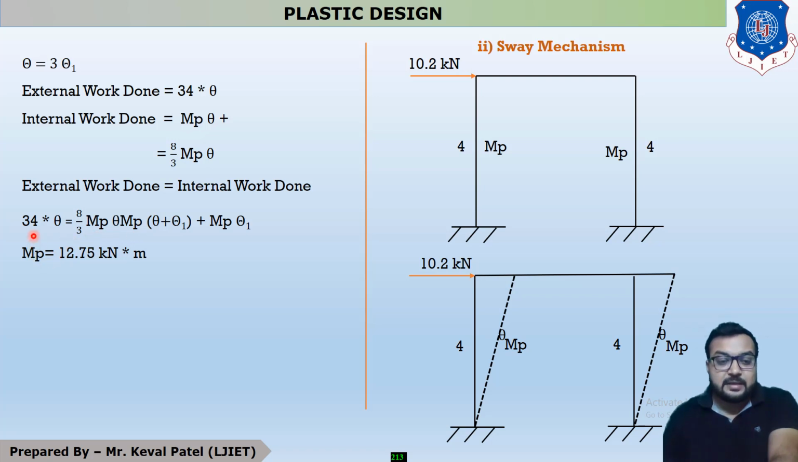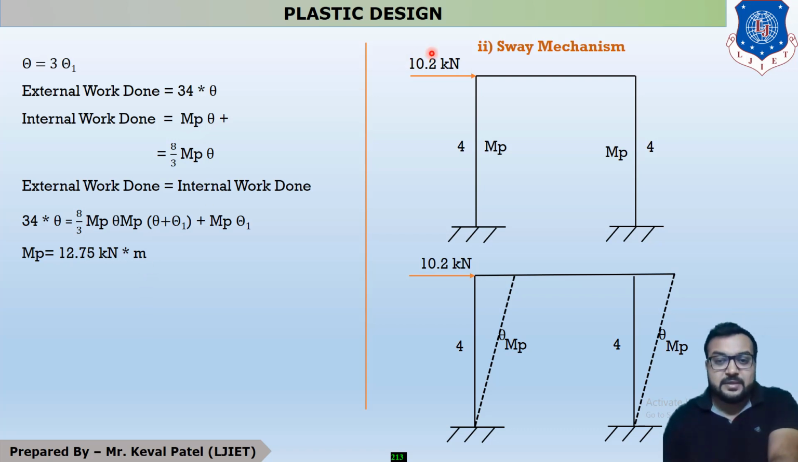So it is 34 theta is equal to 8 by 3 Mp theta. So you can see that this point is typed over here. Okay. Now your value of Mp is 12.75 kilonewton meter. So this is your first mechanism.